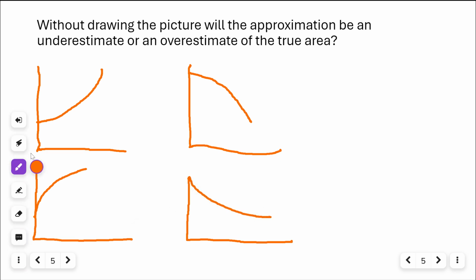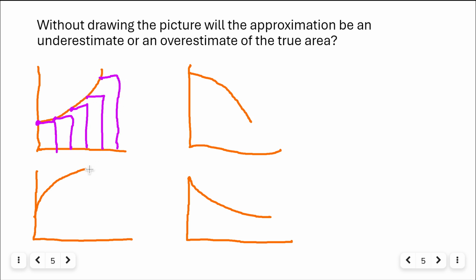So here are 4 pictures. Each one of them is either increasing or decreasing, and concave down or concave up. So the question is, what makes the difference? Let's say you were going to draw from the left. We'll start here. Put a point there, draw crossing down. Point there, crossing down. Point there, crossing down. Point there, crossing down. So this is an underestimate when I draw from the left.